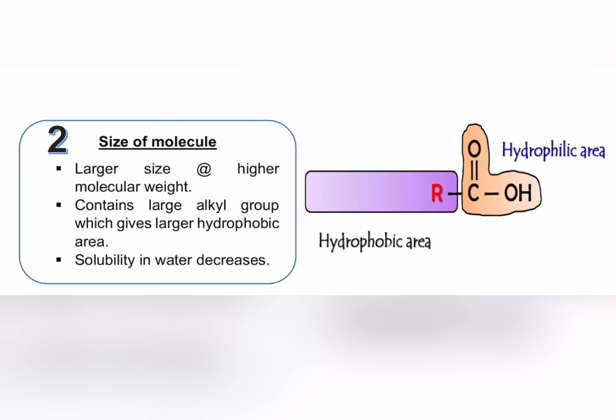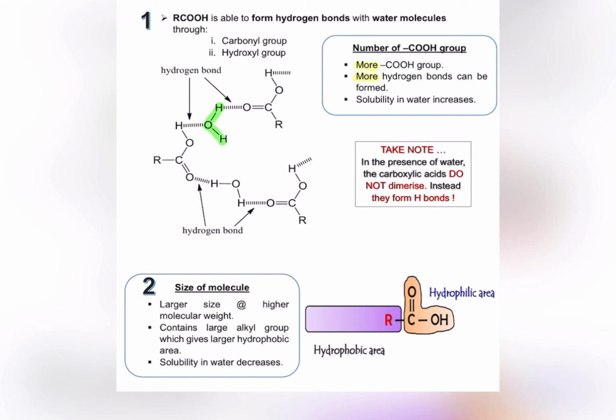That's why the solubility in water decreases for a molecule that has a larger alkyl group, because it contributes to a larger hydrophobic area. When you talk about this case, you are talking about the hydrophobic area and the hydrophilic area. Hydrophilic means it loves water molecules, but the hydrophobic area means it hates water molecules. So if you have a longer alkyl group, it forms a larger hydrophobic area, and your solubility in water decreases, or it takes longer to dissolve. I hope all of you understood the two factors. Let's focus on some additional information on the next page.